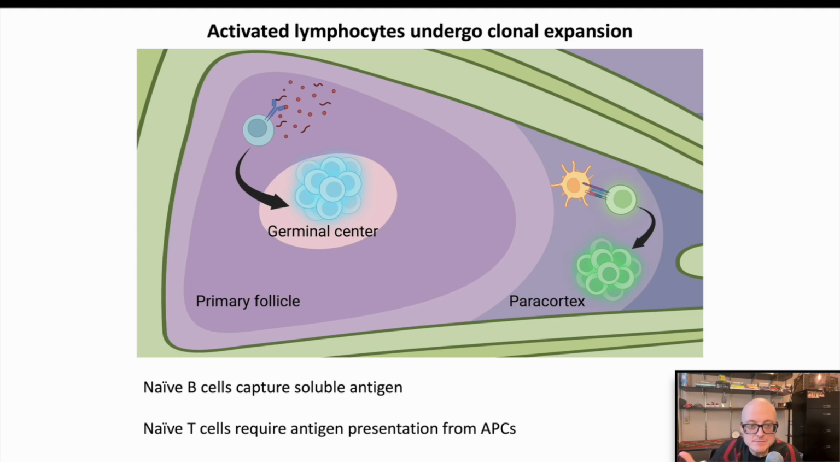A point that I haven't made yet is that B cells actually do not require antigen to be presented to themselves. They are capable of directly interacting with antigen, which is why they can be activated by soluble antigens that are just floating around in their environment. And that is indeed what happens. Naive B cells capture soluble antigen as it comes in the lymph. And when a naive B cell finds an antigen that its B cell receptor is specific to, that induces it to become activated.